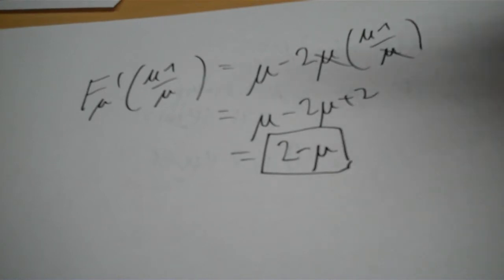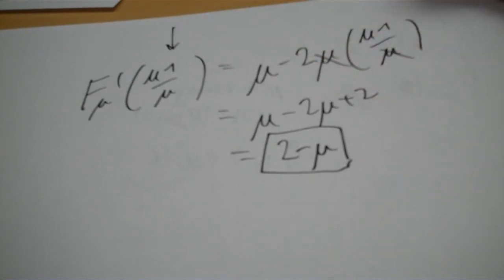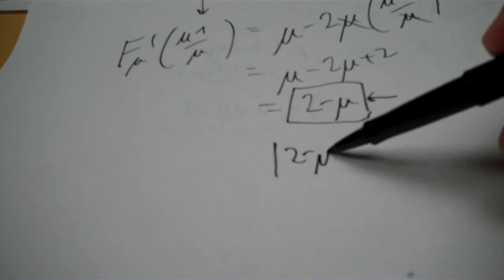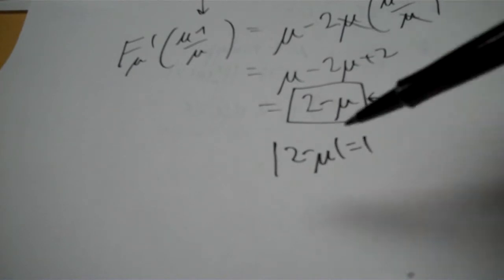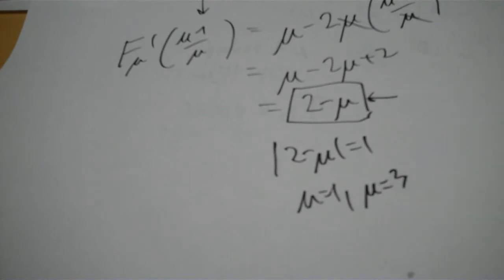So for the member of the family that has mu as the parameter in the front, this fixed point, which is mu minus 1 over mu, is going to be hyperbolic or non-hyperbolic, attracting or repelling, depending on the behavior of that value that we just found right there. So the switchover places are going to be where 2 minus mu is equal to 1, which means mu equals 1 and mu equals 3.